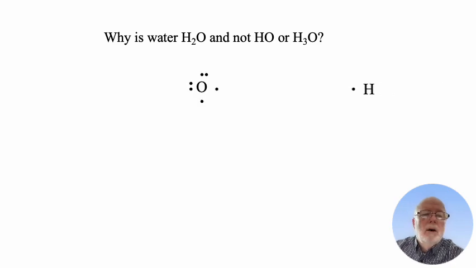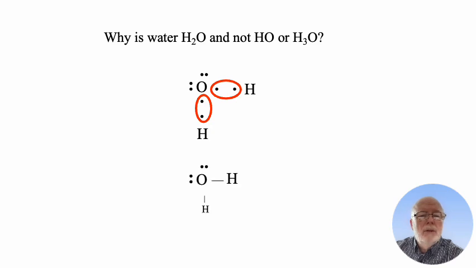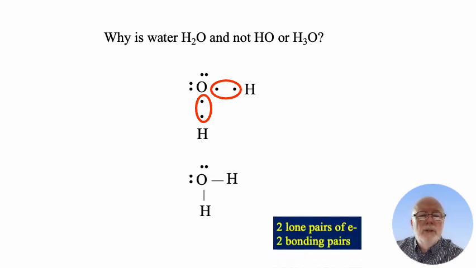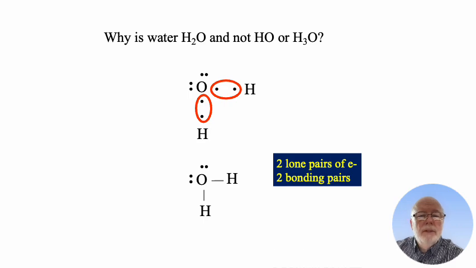So I take my oxygen atom and I bring over a hydrogen atom, and I bond those two together, and I can bring up another hydrogen atom and bond that together. And so now what we have then is a molecule of water. And thus the formula is H2O. Two lone pairs, two bonding pairs.